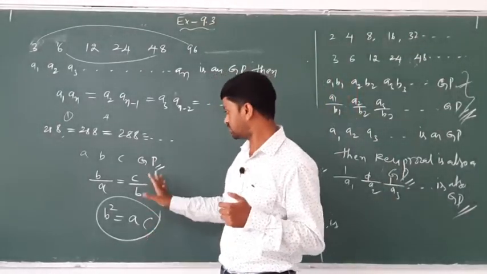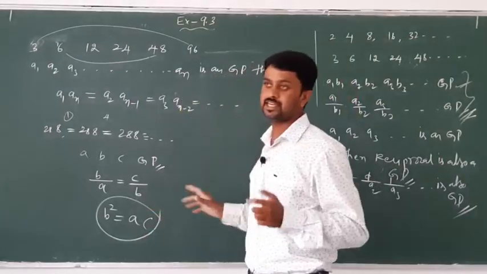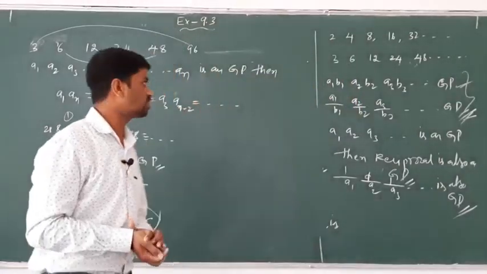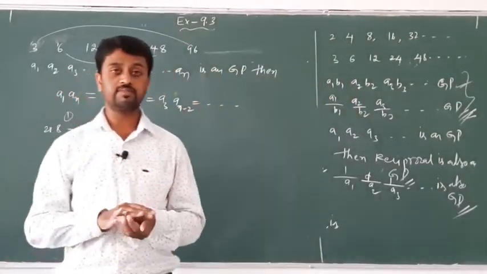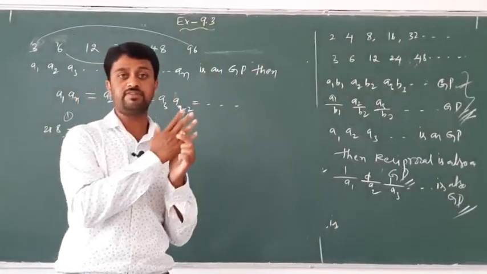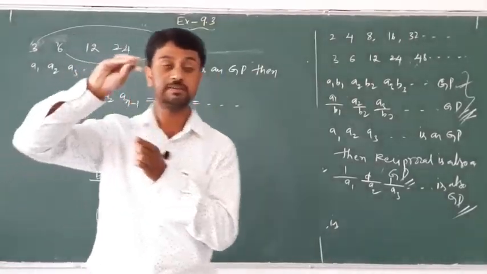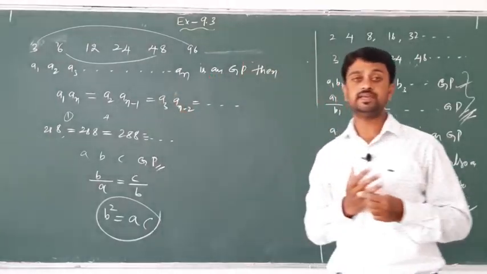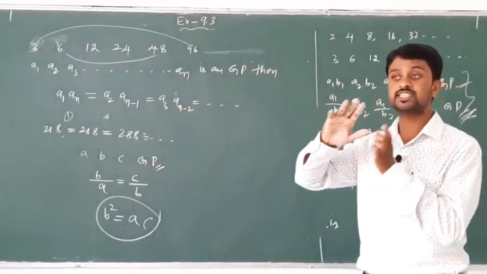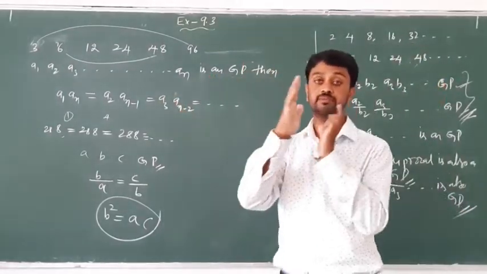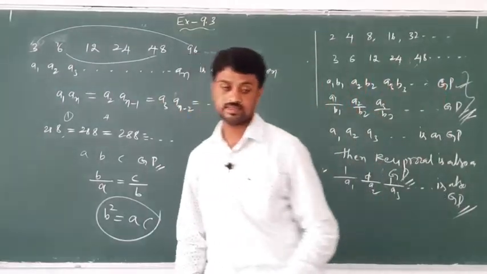The concept of the geometric mean. First, write down these points neatly. The first one: if some constant is added to each term, or some constant is multiplied by each term in a GP, then the resultant sequence will also be 100% a GP.